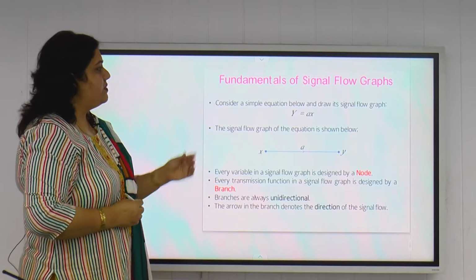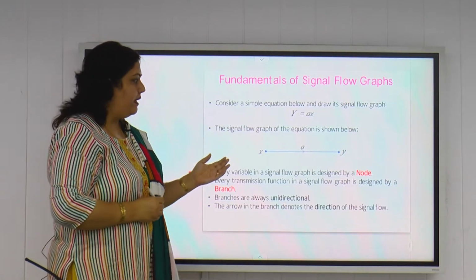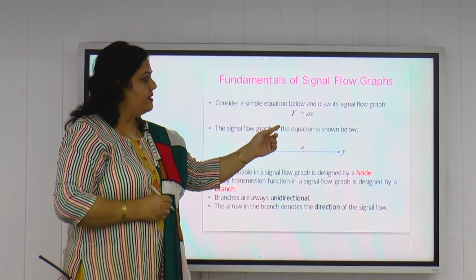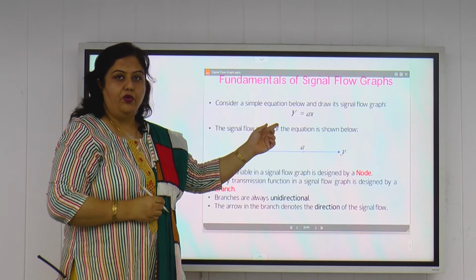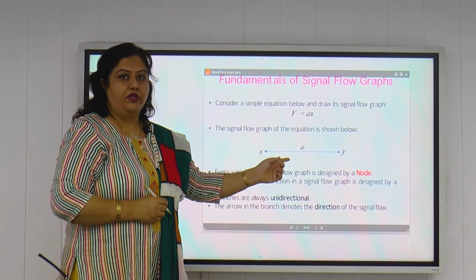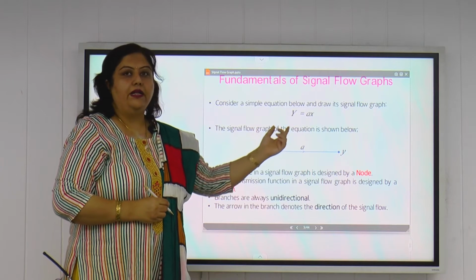Now what are the fundamentals of signal flow graphs? As you can see in the slide, this is the signal flow graph of the equation y is equal to ax. In this equation, y is the output of the system, x is the input, and a is the transfer function. So output is related to the input by the transfer function.